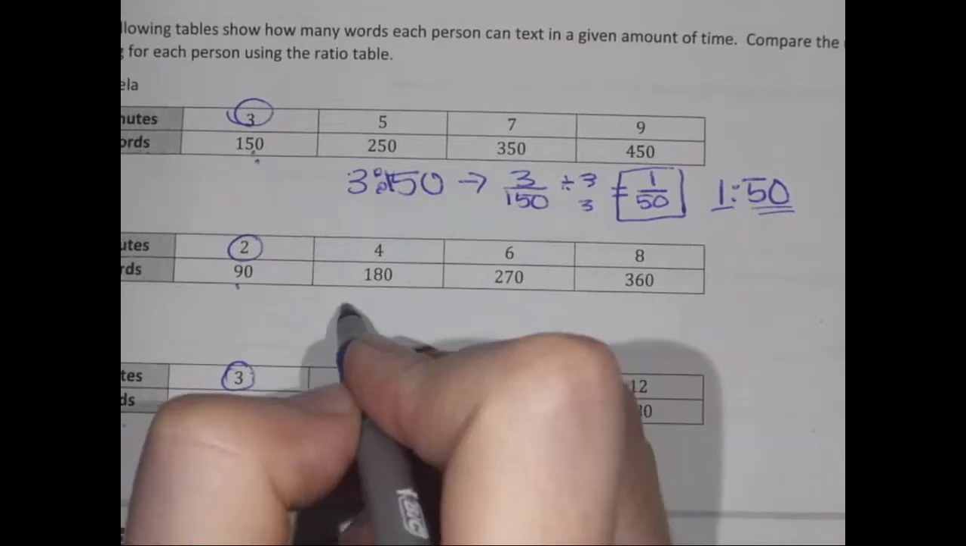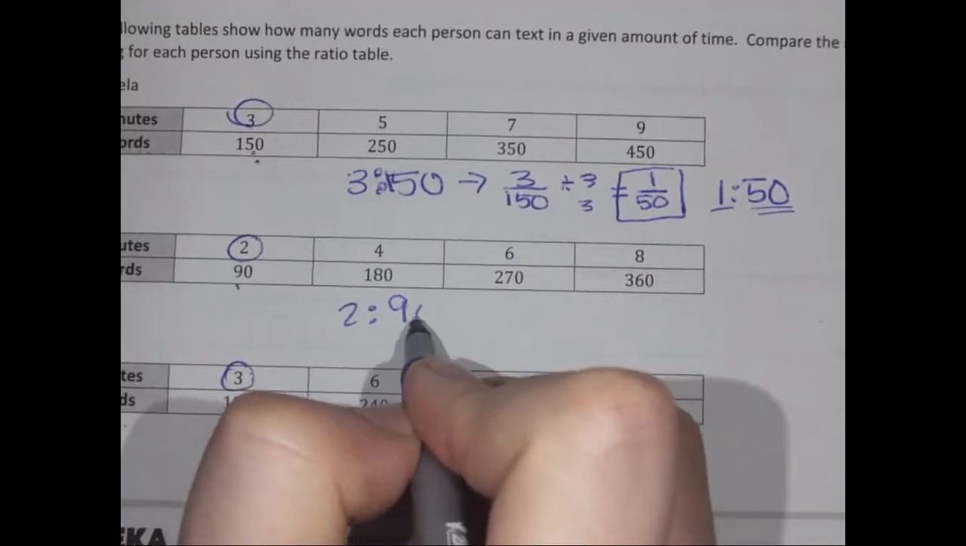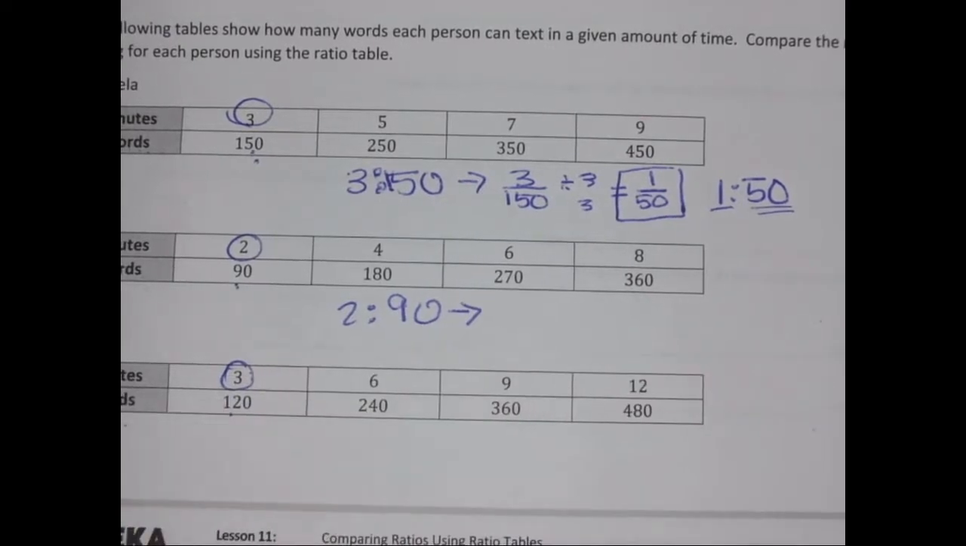Now Jenna, the ratio we circled was 2 to 90. How do I find the value of Jenna's table? Marina.